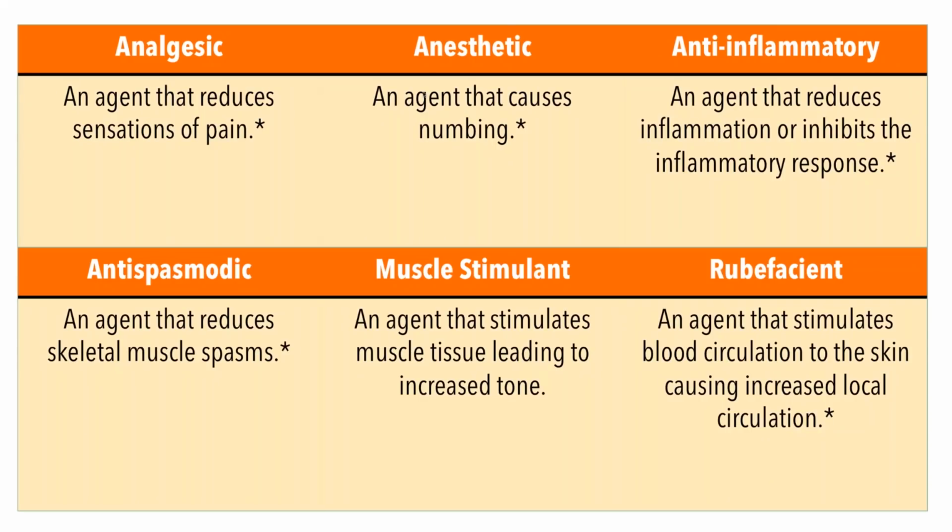Now, what you're going to notice is that I have an asterisk here by some of these properties. What I want to note is that I'm sharing physiological effects for the muscular system. However, most of these effects don't act directly on muscle tissue. Most influence muscle tissue via other systems. Analgesics, anesthetics, and antispasmodics, for example, influence muscle through the nervous system. Anti-inflammatories influence soft tissue structures through the circulatory and immune systems.